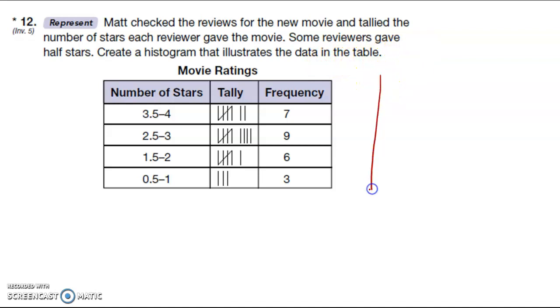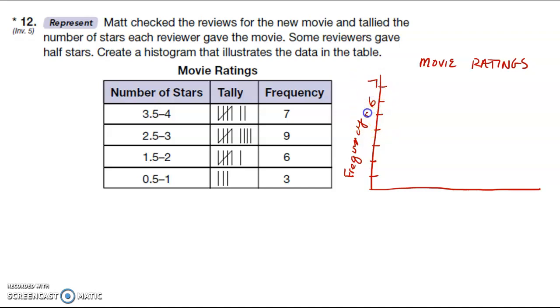So what you're going to have, we're going to title our graph. Over here we have frequency. I can't write that way. So we'll have 1, 2, 3, 4, 5, 6, 7. Okay, and then down here at the bottom we'll have the number of stars, because we have to label our axes.